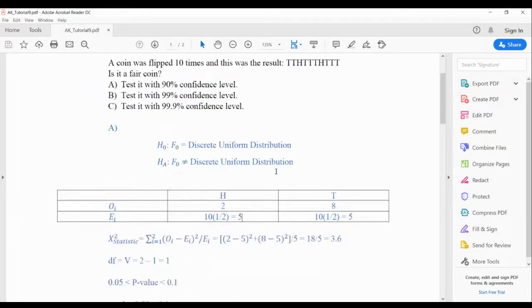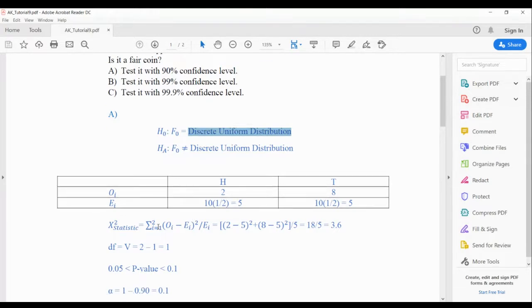To do that, first thing first, we should come up with our null and alternative hypothesis. So F0 here means that we don't know which type of distribution our population, or in this case sample, has. That's why we need to show it with F0. We want to test whether it is fair or not. It has a discrete uniform distribution, which means that all the probabilities for all the classes should be the same.